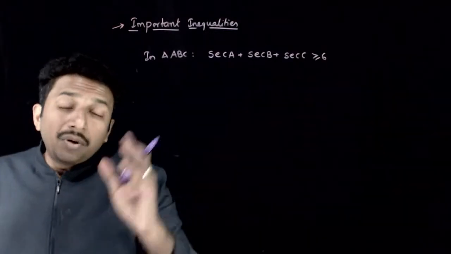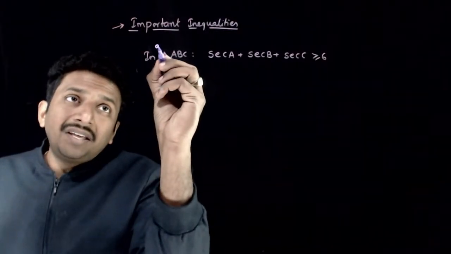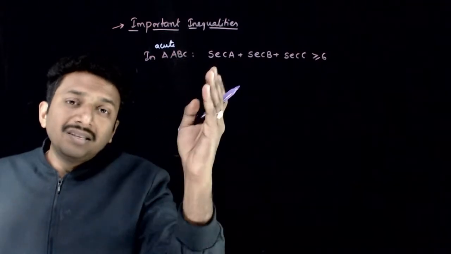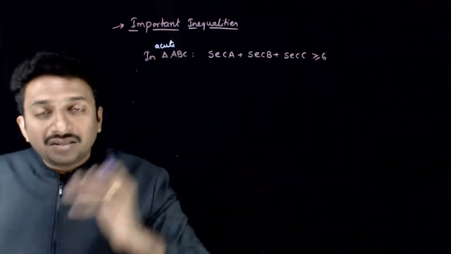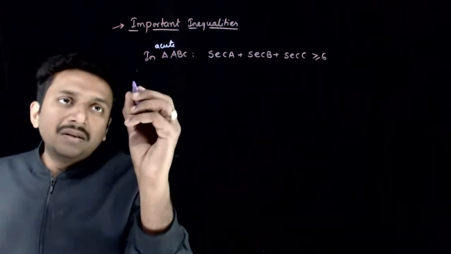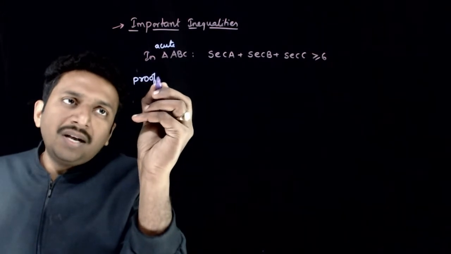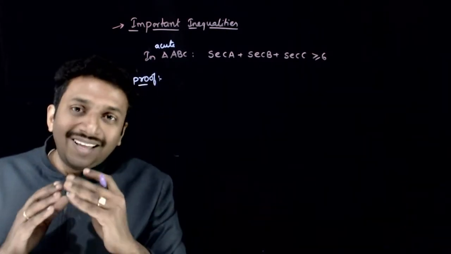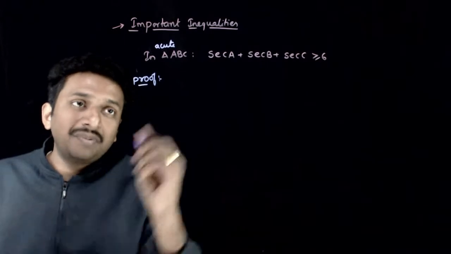So the next identity that we're going to prove is that in an acute triangle ABC, secant A plus secant B plus secant C is greater than or equal to 6. So to prove this inequality, let us use the concept of AM greater than or equal to HM.